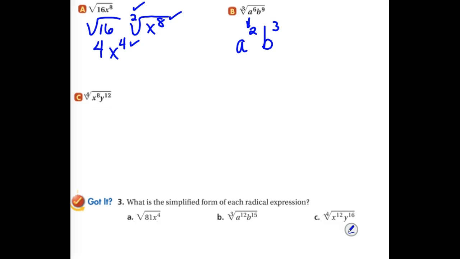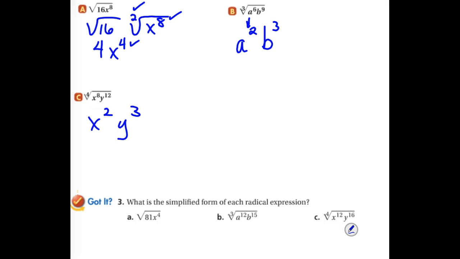We have 8 objects. We're taking them in groups of 4. We can make 2 groups, so we have x squared. How about for the y's? We have 12 of them. We want groups of 4. We can make 3 groups, plus 2. Will x squared ever be negative? Then we don't have to think about bars around that.